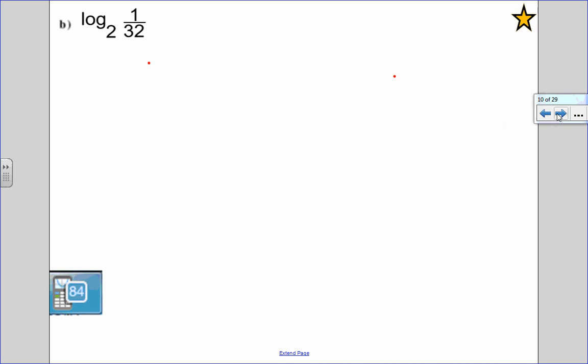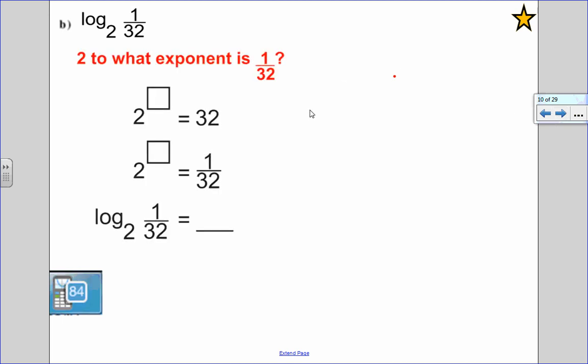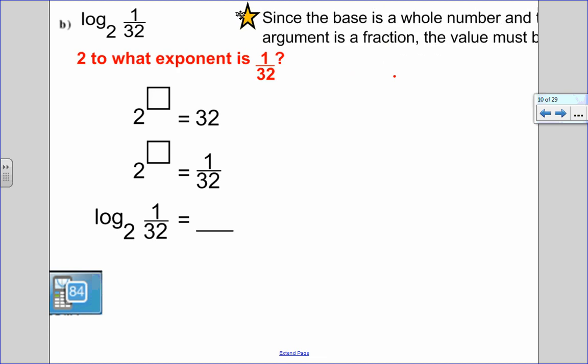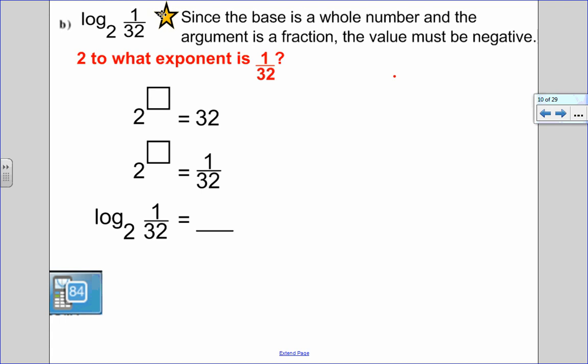So log base 2 of 1 over 32. So we're asking ourselves 2 to what exponent is 1 over 32. So hopefully you remember this from before. Anytime we have a base that is a whole number and an argument that is a fraction, the value must be negative. So we went over those when we were doing exponent laws. Okay, so let's start first of all with, not 2 to what exponent gives me 1 over 32, let's just look at 2 to what exponent gives me 32.